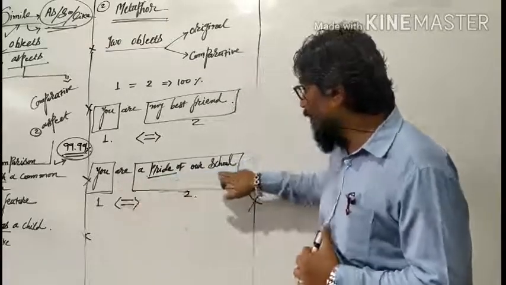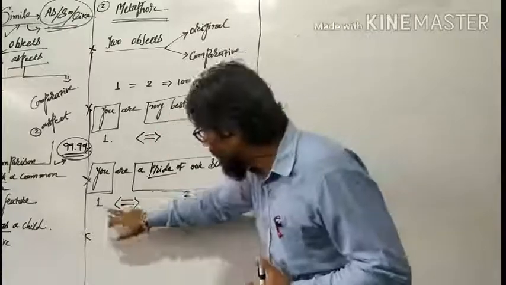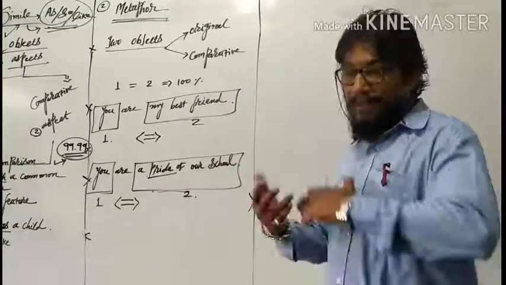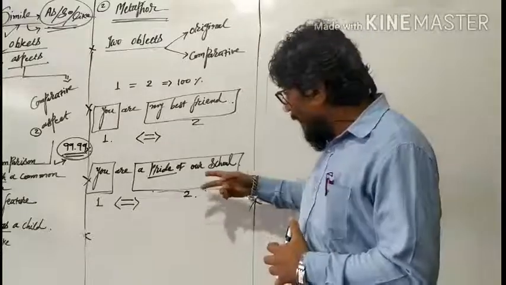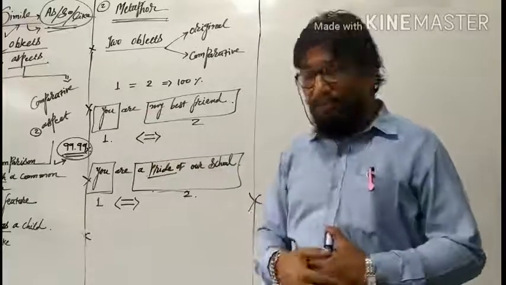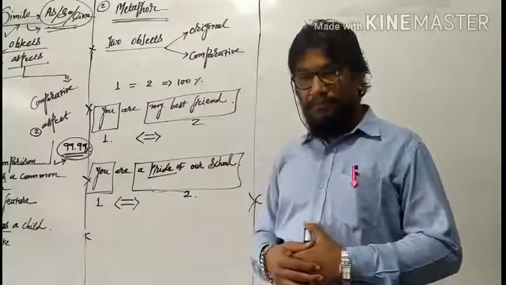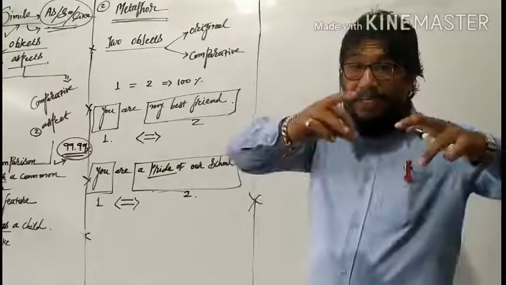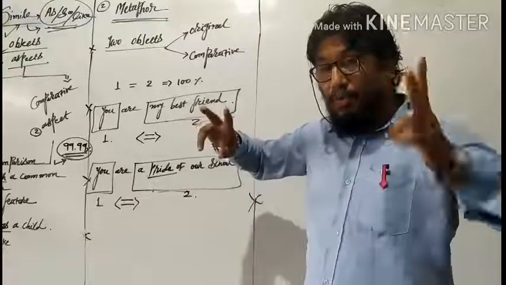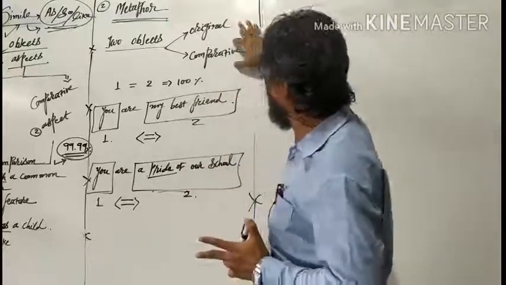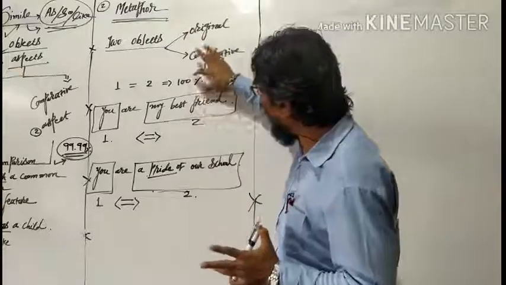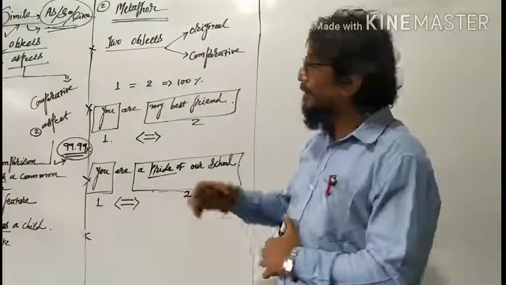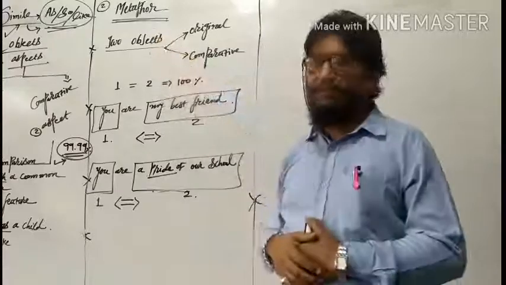You are the pride of our school. "You" is the original aspect, "pride of our school" is the second one. Think in the reverse condition: the pride of our school is you. You are the pride of our school. Wherever in this way two objects, two aspects are given, original and comparative, with 100% equality, this is known as metaphor.